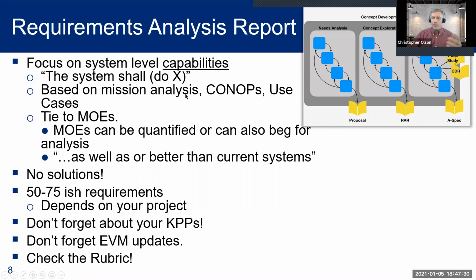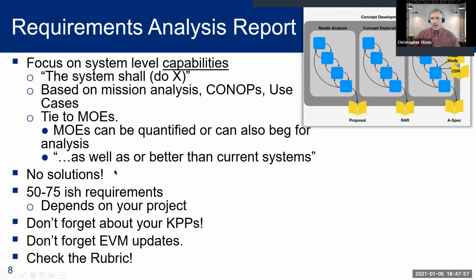Create more than one scenario, create more than one mission if you need to, and walk through a day in the life of those missions. Then look at the mission and pull out capabilities that the system needs to perform and turn those capabilities into shall statements. And they're all system level in the requirements analysis report. I should not see requirements in there that say the display shall do something or the GPS needs to do whatever, right? And that gets to my next point.